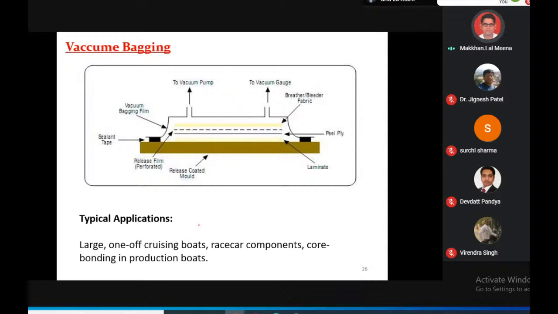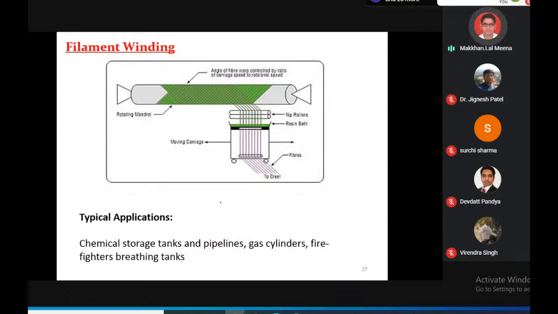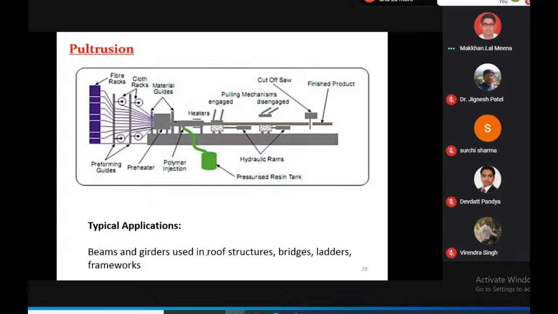This is another fabrication method, vacuum bagging. Vacuum bagging applications are large one-off parts, bonding in production. This is another method of composite material fabrication, with applications such as chemical storage tanks, pipelines, gas cylinders, firefighting and breathing tanks. Pultrusion examples are applications such as beams and girders used in roof structures, bridges, ladders, etc.